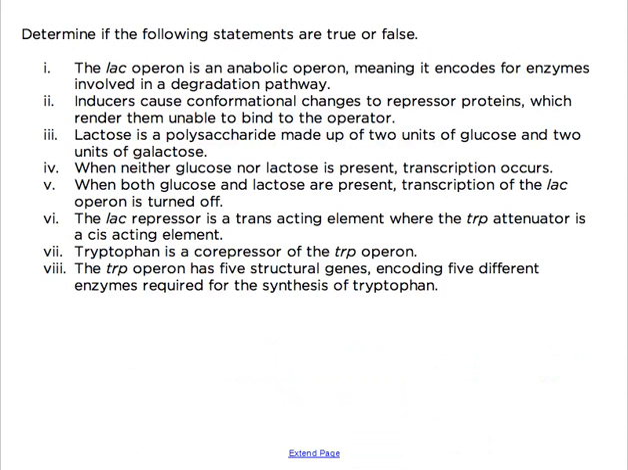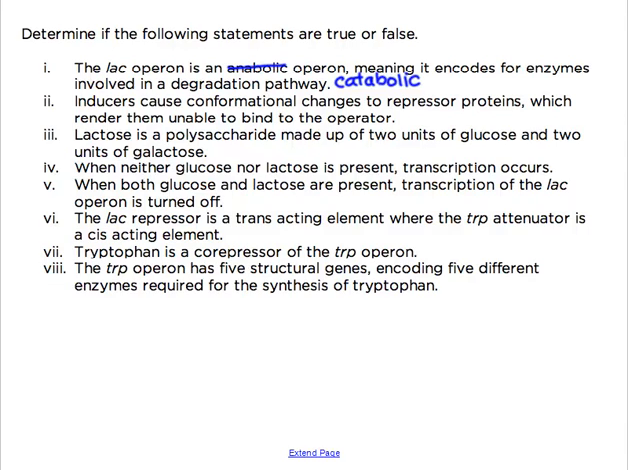Determine if the following statements are true or false. 1. The LAC operon is an anabolic operon, meaning it encodes for enzymes involved in a degradation pathway. Okay, so while the LAC operon does encode for enzymes that are responsible for degrading lactose and breaking it down, this is actually an example of a catabolic pathway. So that makes it false. If it said catabolic, that means that it would be true. An anabolic operon actually encodes for enzymes that are used in synthetic reactions, like biosynthesis of tryptophan.